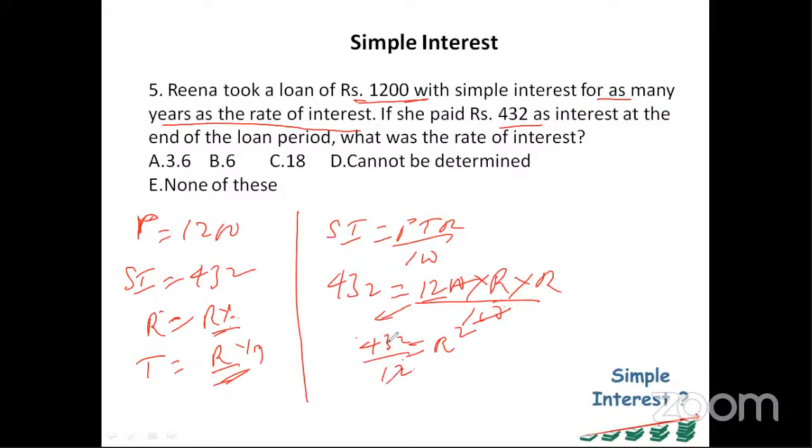So when we solve this, 12 3s are 36, then 72, 12 6s are 72. So we get R square is equal to 36, which means R is equal to the square root of 36, that is R is equal to 6. So the rate of interest is 6%. All right, very good, perfect, correct.